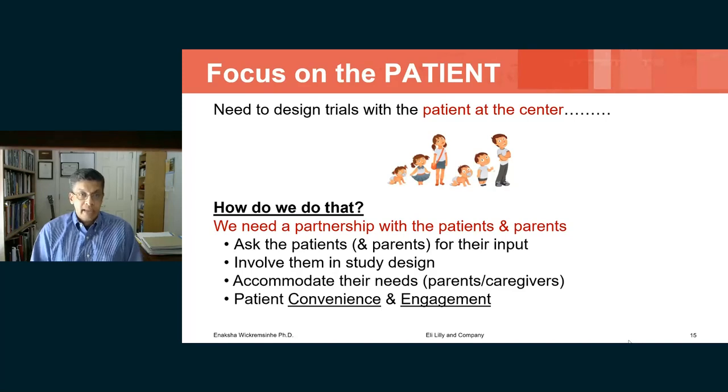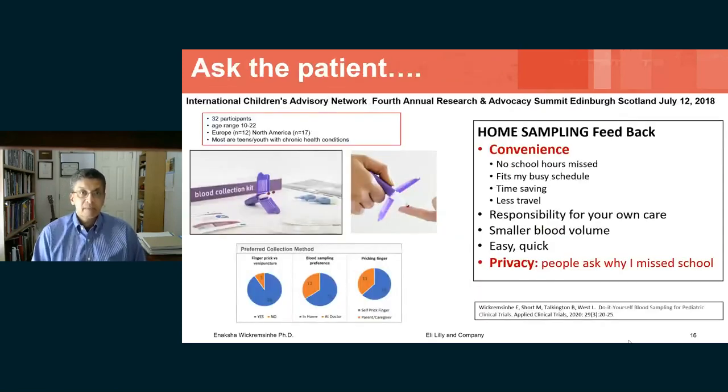So how do we do that? We need to develop partnerships with the patients and the parents. We need to get their input, get them involved, just like the FDA and EMA recommendation. We have to think about their needs, right? We need to accommodate their needs, and also think about their convenience and engagement if we want to conduct successful trials and not have patients drop out or terminate early from the trial.